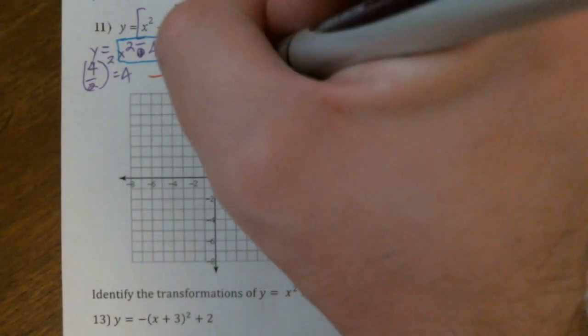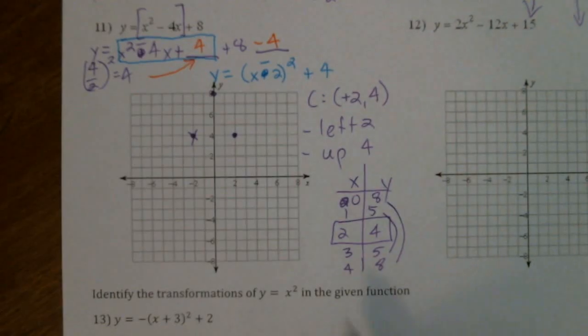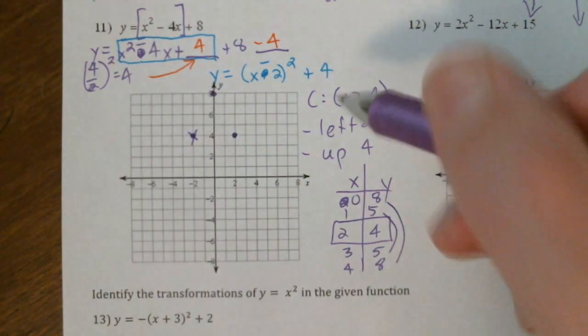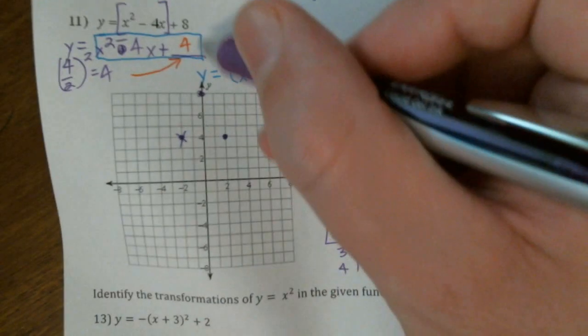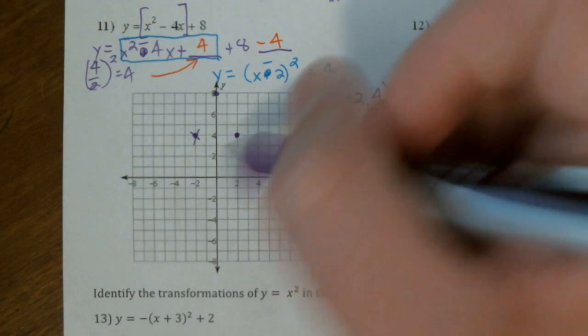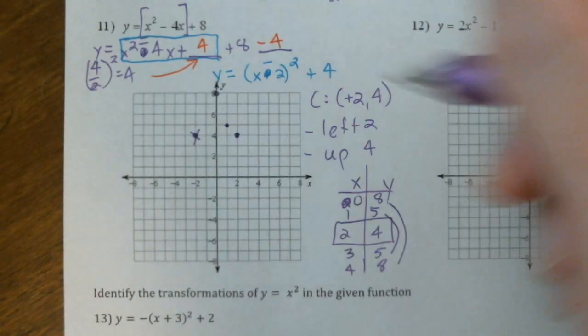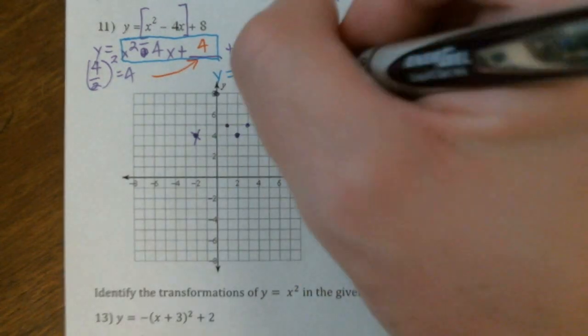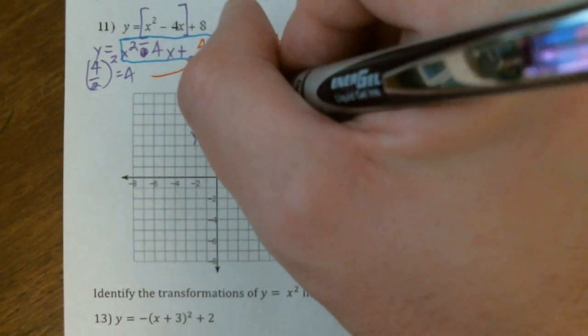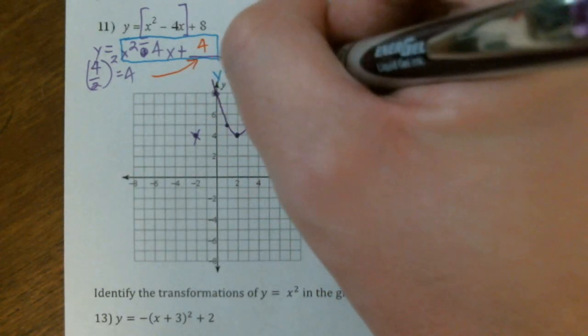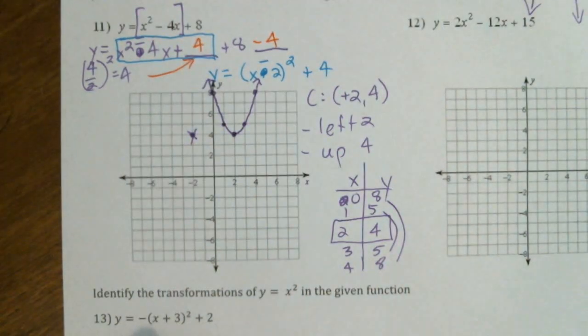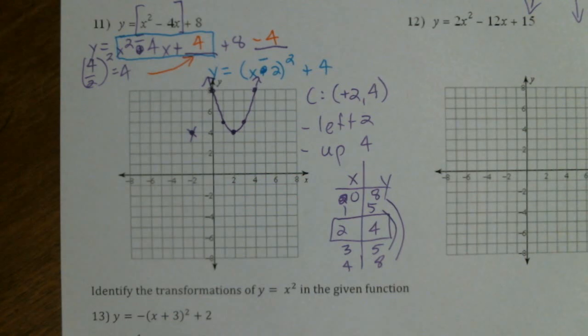Okay, so I got 0, 8. Which way does the graph open? I don't have a reflection, so I already know that the parabola is a right side up parabola. If there's a negative, it's an upside down parabola. Okay, 0, 8, 1, 5, 3, 5, and 4, 8. So there is my parabola. Okay, there we go. Very good.